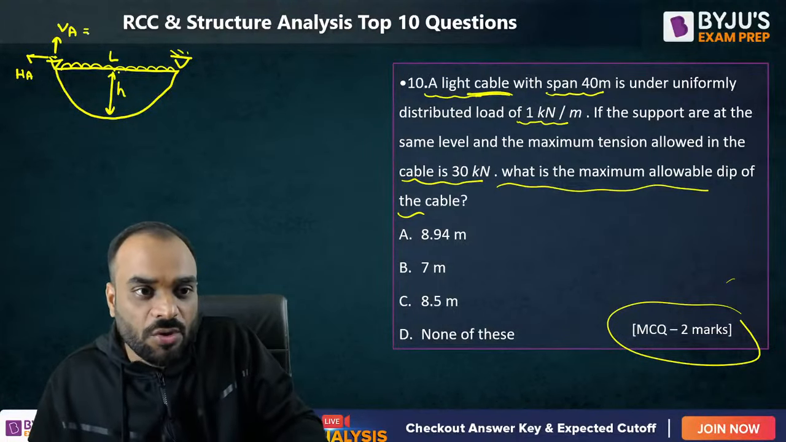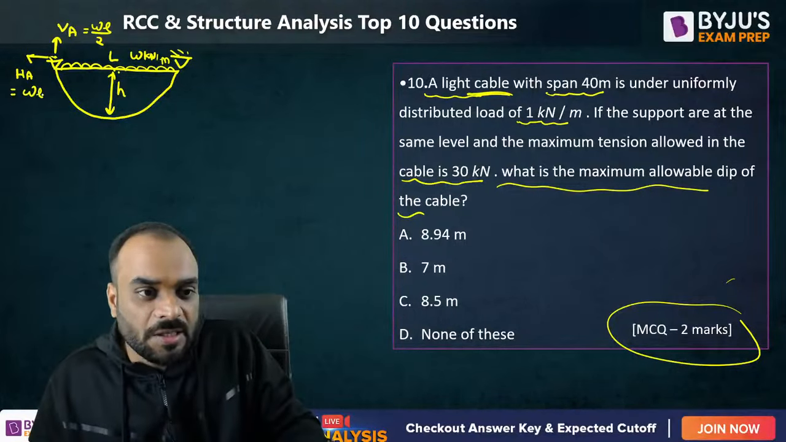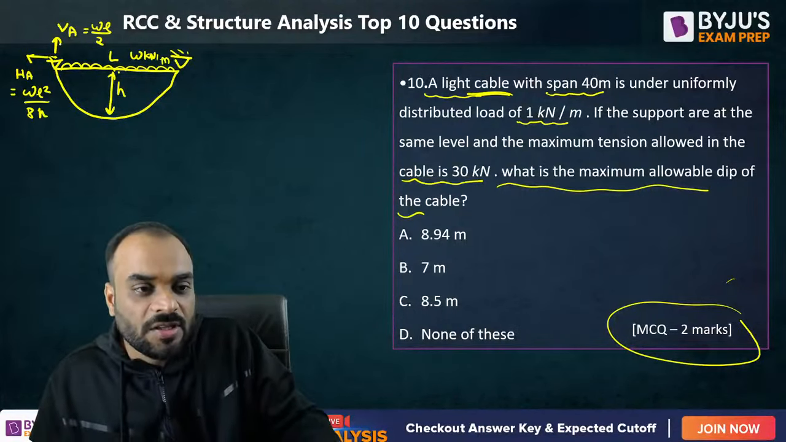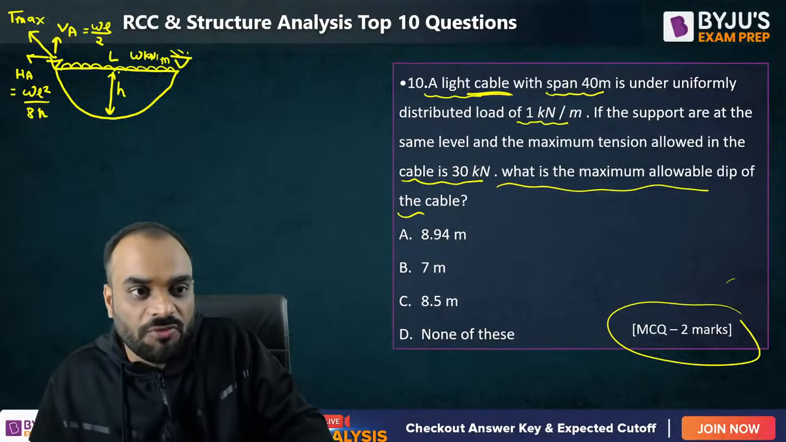You know what is the value of VA, guys? If the intensity of UDL is W kilonewton per meter, then the value of VA is WL by 2 and the value of HA is WL square by 8H. The maximum tension will occur at the support itself. That means this is basically the value of Tmax.